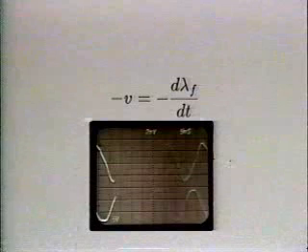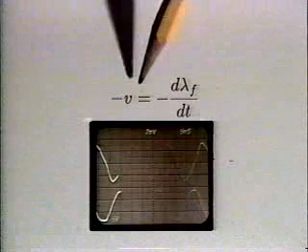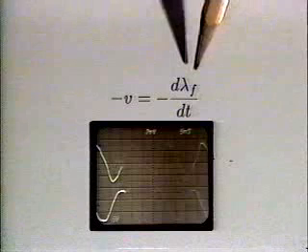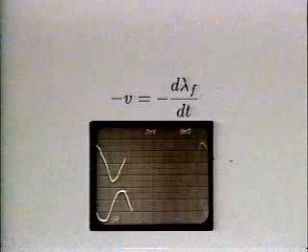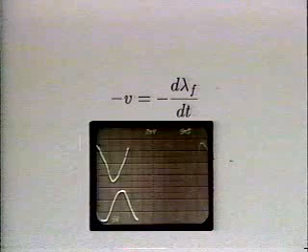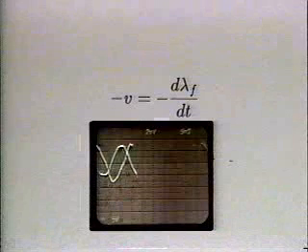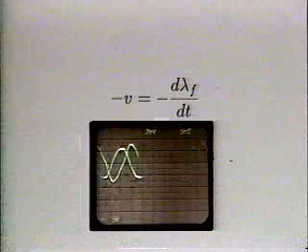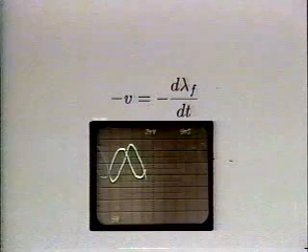This is because the coil voltage is the time rate of change of the magnetic flux, and hence of the time rate of change of the current. The coil voltage is 90 degrees out of phase with the current.